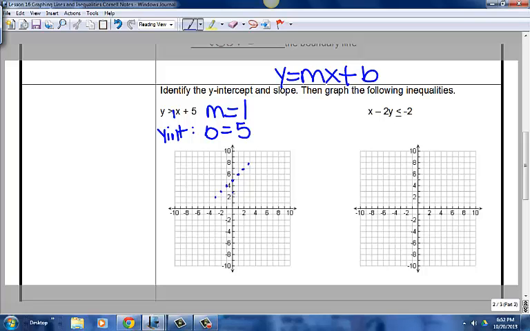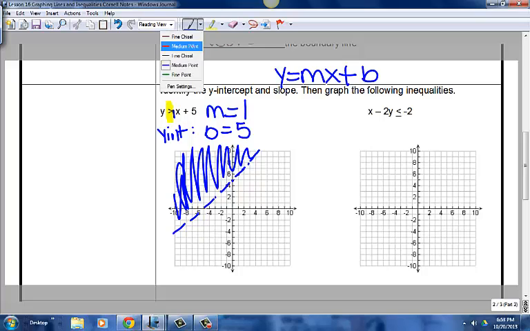So once we get a few points, we're going to either draw a solid line or a dashed line, depending on the inequality. So looking at our inequality, since it's just a greater than sign, there's no equal to, we're going to use the dashed line. So what it means is y is greater than x plus 5. So here I have my dotted line, and all my y values that are greater than this are all going to be above. So I'm just going to shade everything above my dashed line. That's all you do.